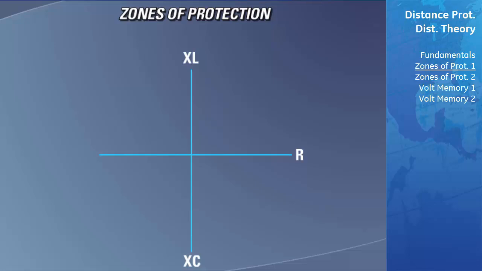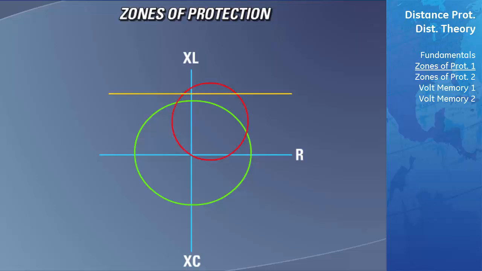will trip. These zones fit into one of the following categories: an impedance zone, an admittance or Moe circle zone, a reactance zone, a resistance zone, and a quadrilateral zone.